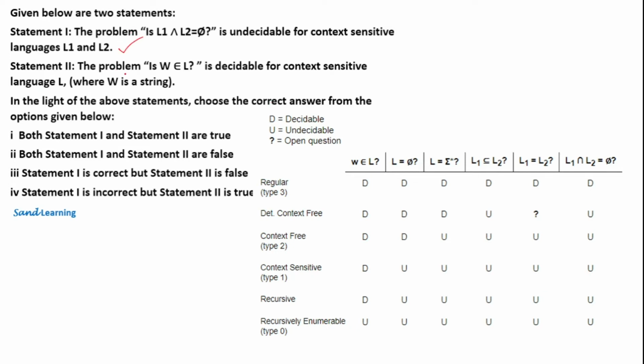And take the second one. The problem w belongs to L is decidable for context sensitive language. In the context sensitive language, we have to check whether w belongs to L. In the context sensitive language, it is given as decidable. So the second statement is decidable, so it is also correct. So the answer is both statement 1 and 2 are true.